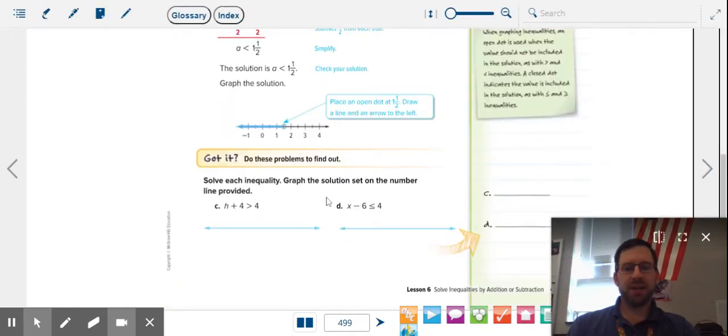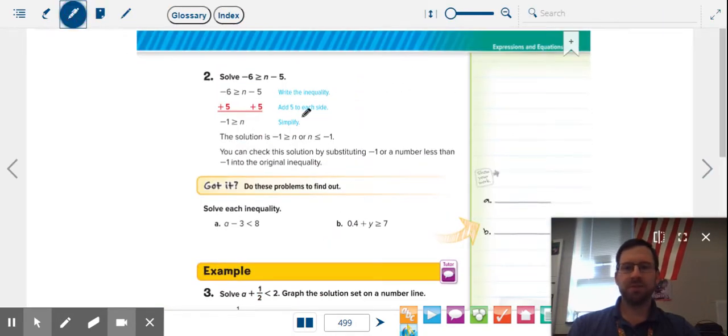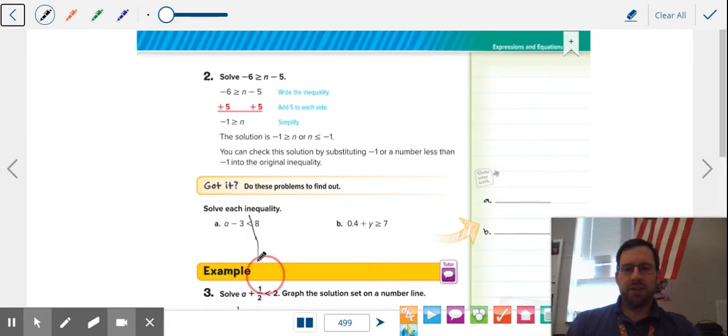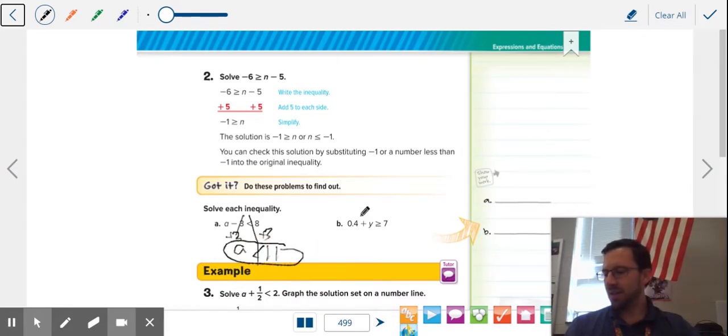So let's jump into how to solve these inequalities. We have here a minus 3 is less than 8, so the opposite of minus 3 is plus 3. Those cancel. A is less than 11. But bam. Easy as that, just like when we solved equations.